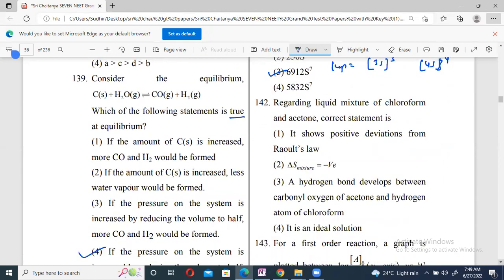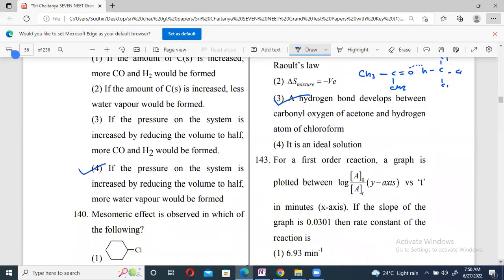Regarding a liquid mixture of chloroform and acetone, the correct statement is: acetone is CH3, C double bond O, CH3. Chloroform is CH and Cl3. Do you know that between this H and O we have a bond called a hydrogen bond. Option 3 is correct: a hydrogen bond is developed between the carbonyl oxygen of acetone and the hydrogen atom of chloroform.